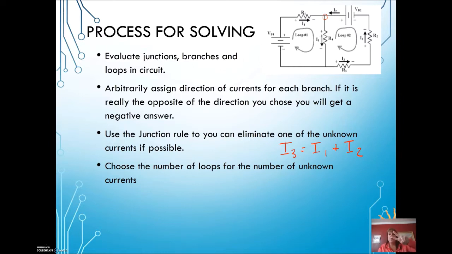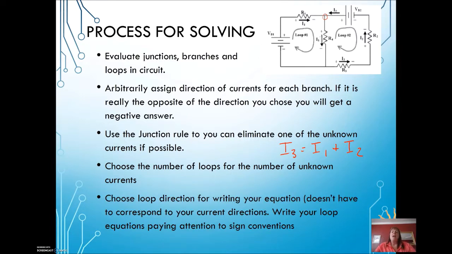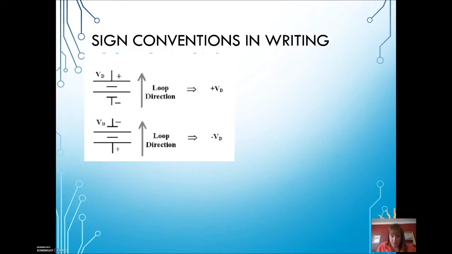So I only really need 2 loops here, and that's cool because I already drew 2 loops in my little diagram up above. Now, again, choose your loop direction. It's the direction you're going to write the equations for, and it doesn't have to correspond to the current directions. So just write your loop equations and pay attention to sign conventions. What are sign conventions? Well, that's something that's also very important.